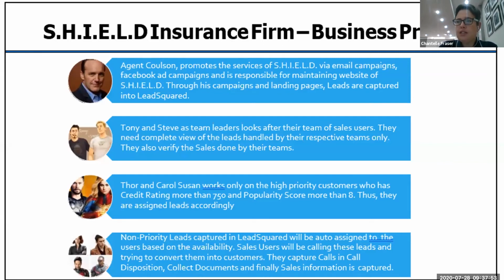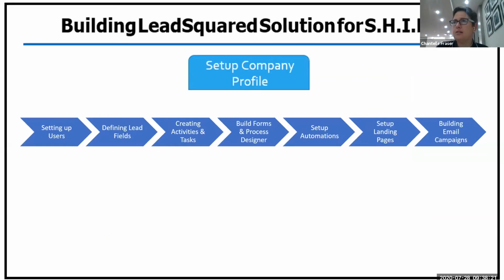The non-priority leads that are captured in LeadSquared are also assigned to users based on availability, and sales users in this business case basically call these leads and try and convert them into customers. So they capture all these calls, and basically they've integrated their dialing system into LeadSquared. They collect documents and basically try and convert a customer into a closed customer.